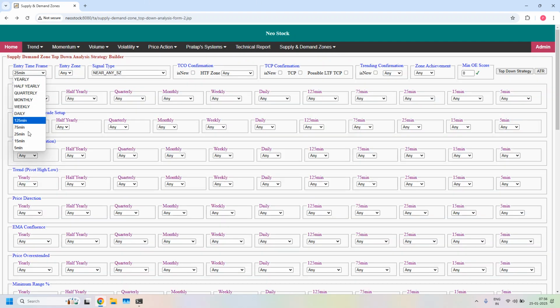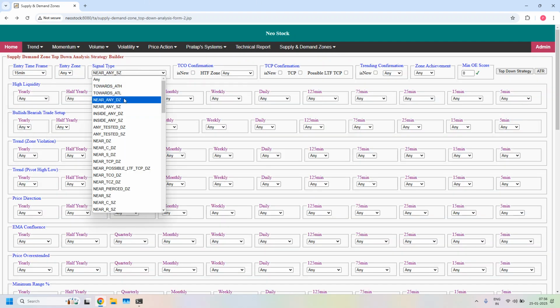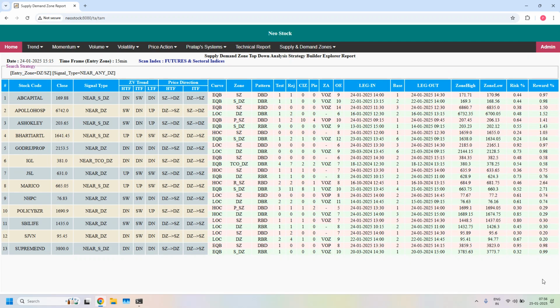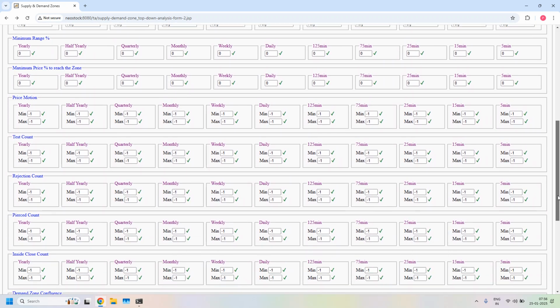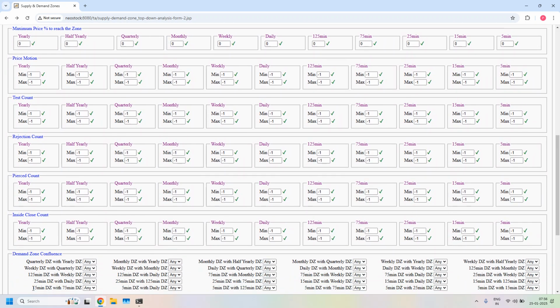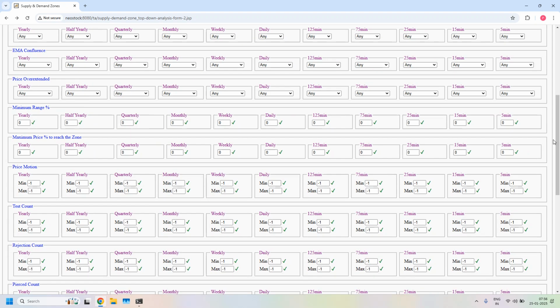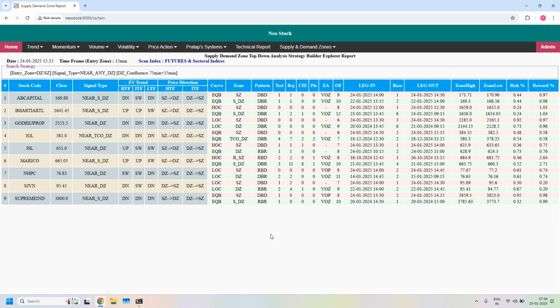The next time frame is 15 minutes. Stocks near 15 minutes demand zone. We got 13 stocks. Out of these, how many are having ITF Confluence? Let us further filter. That is 15 minutes demand zone with 75 minutes demand zone Confluence. With this filter, we got 9 stocks. A few demand zones are pierced demand zones, they are not valid. In the remaining 7, these 15 minutes demand zones are part of the 75 minutes demand zone.